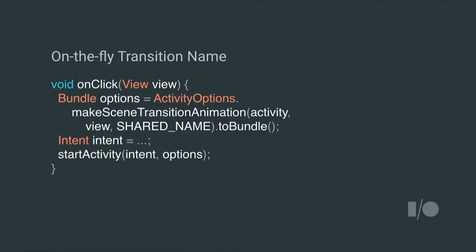And what's happening in our activity transition is, of course, we call make scene transition animation. And we have this view, and my view doesn't have a transition name here. Or, please don't do this. You call view.setTransitionName right here in this call. Don't do that, OK? And I'll show you why.